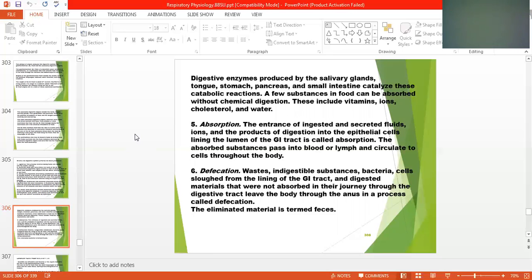Then the fifth stage is absorption. The entrance of ingested and secreted fluids, ions, and the products of digestion into the epithelial cells lining the lumen of the GI tract is called absorption. The absorbed substances pass into the blood and lymph, and circulate to cells throughout the body.